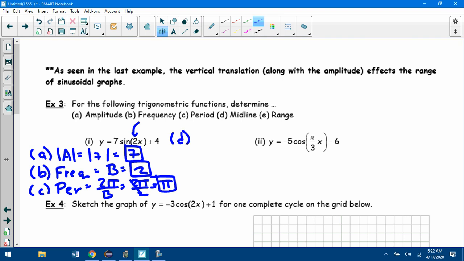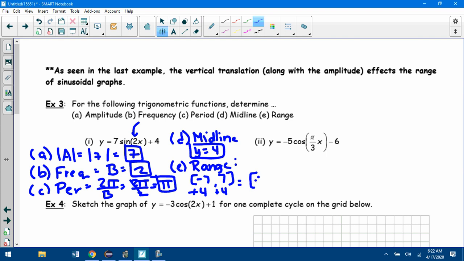New piece today, what's the midline? Midline is the vertical translation. This is going up 4. So it's y equals 4. I don't want to see any midlines of 4. It needs to be y equals 4. And finally, for the range, it's the amplitude, which would be -7 to 7, plus the midline. So that's going to end up being -3 to 11. So that's why it's helpful to be able to do it without a graph, because here we don't have a graph.